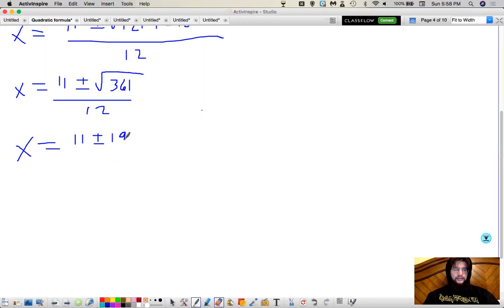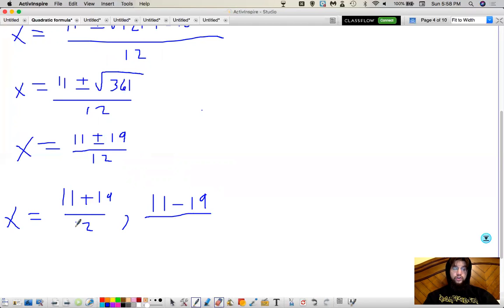You will not always get a nice number out of here though. I'm pretty sure the next one's going to be kind of nasty. Once we get it down to the plus or minus, we simplified everything as much as we can, split it up. 11 plus 19 over 2, and here's how I'm going to write this time. Comma, 11 minus 19 over 12, sorry, 12. Make sure you copy it down correctly.